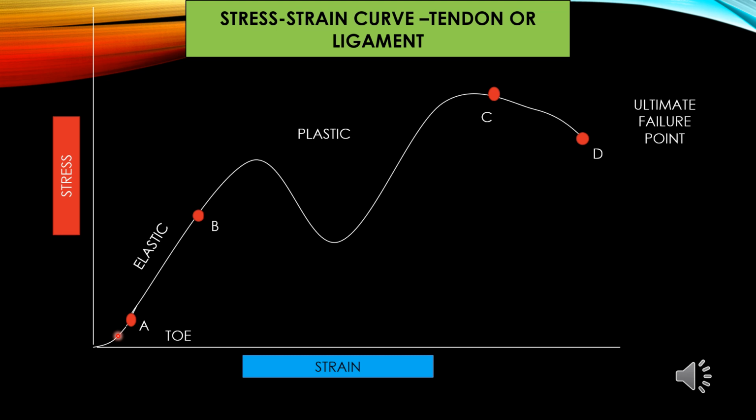Again, the other regions. In the elastic region, the structure will come back to its original shape without deformation. B to C is the plastic region. It means there will be some permanent deformation which will happen even if we remove the load. And D is the ultimate failure point. If we keep loading that structure, then ultimately it will lead to failure.